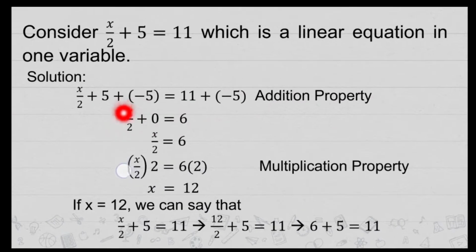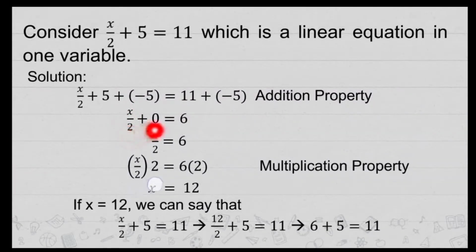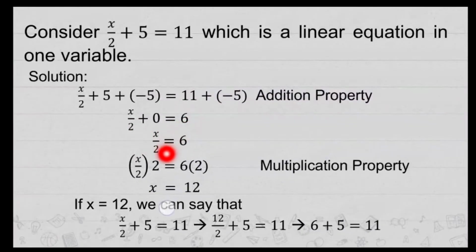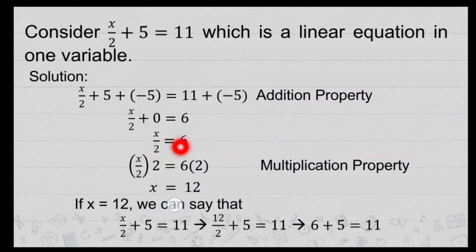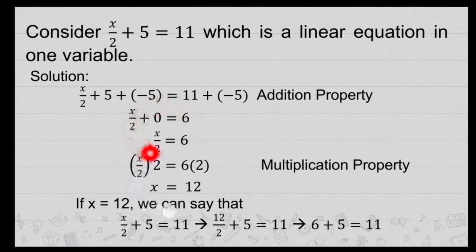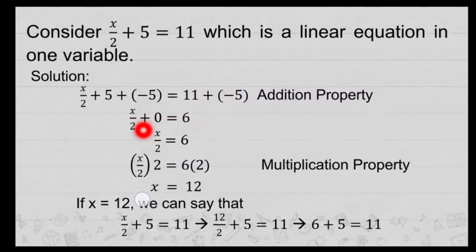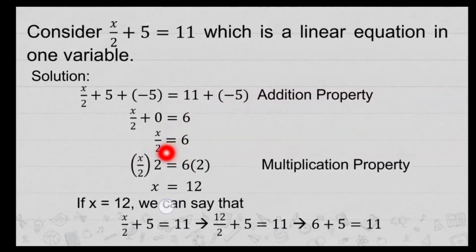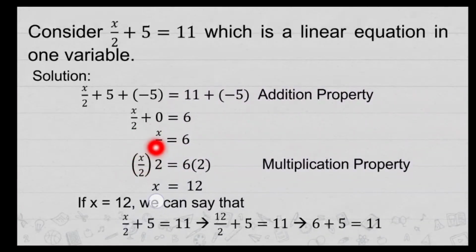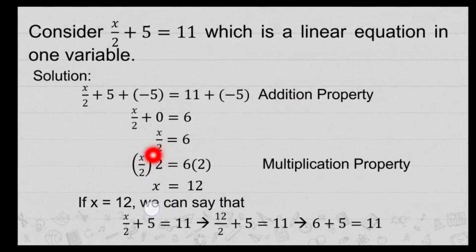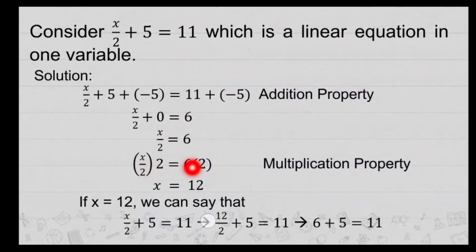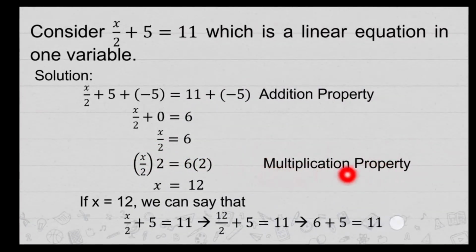Now, let's simplify. x/2 + 0 is x/2, which is equal to 6. To solve this, as you can see, we have here a fraction. To eliminate this fraction, we have to multiply the denominator to both sides. As you can see, what is our denominator? We have 2. We have to multiply 2 to both sides, and that is the multiplication property.